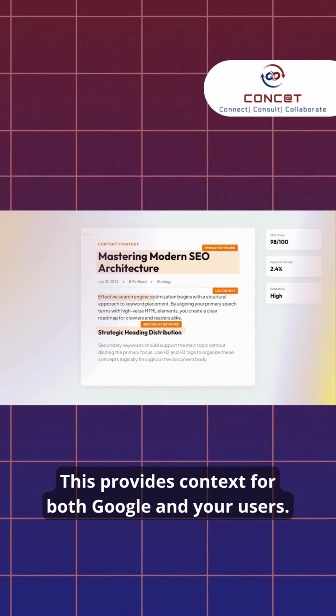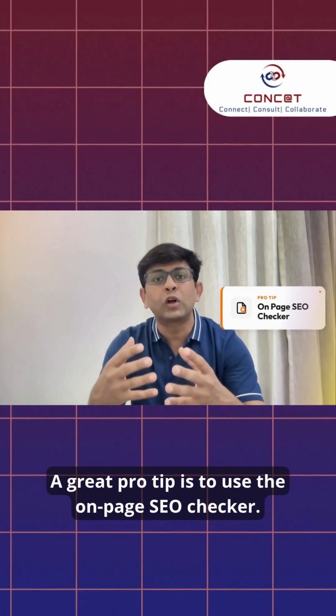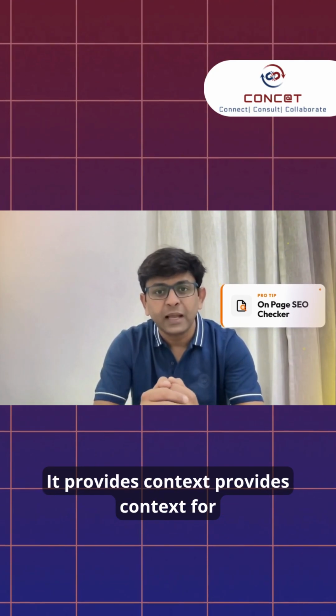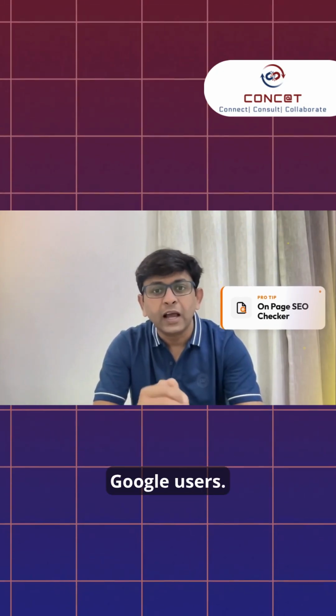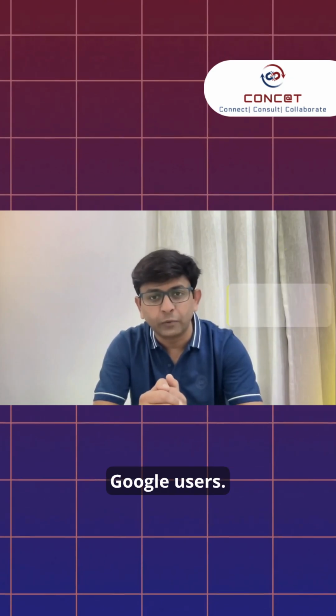This provides context for both Google and your users. A great pro tip is to use the on-page SEO checker. It provides actionable ideas by comparing your site's content against the top 10 ranking rivals for your specific target keywords.